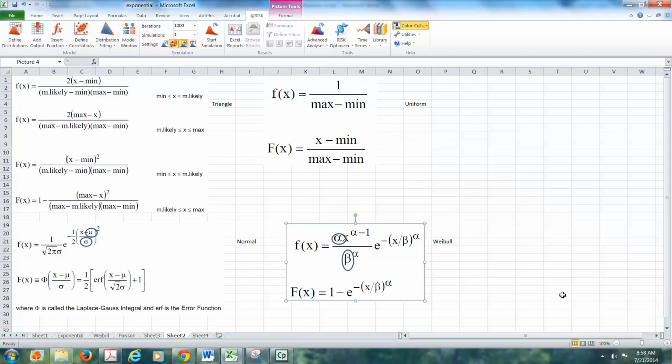Some parameters many of us have encountered before. The mean and standard deviation are two examples. Others, like the alpha and beta for the Weibull, are not at all familiar or intuitive. In general, all other things equal, risk assessors prefer distributions with fewer parameters than distributions with more parameters. And that's simply because it's easier to get one good estimate than it is to get two or three or four or even more estimates.